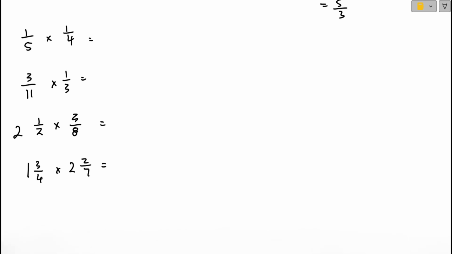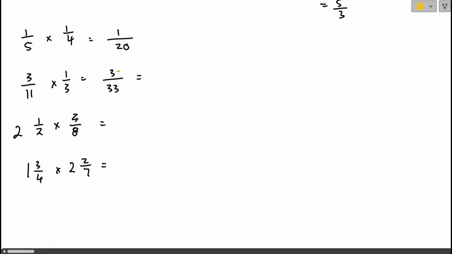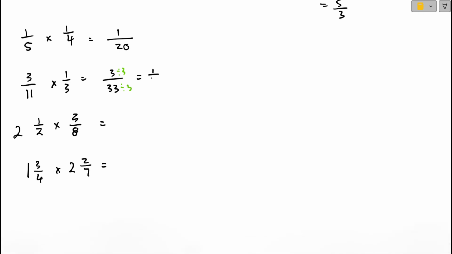Okay, so now let's solve them. We know denominator times denominator. So 5 times 4 gives us 20, and 1 times 1 is 1. Okay, 11 times 3 will give us 33, and 3 times 1 will give us 3. Okay, cool. I can actually further simplify this. I can divide both numerator and denominator by 3, and that should give us an answer of 1 over 11.